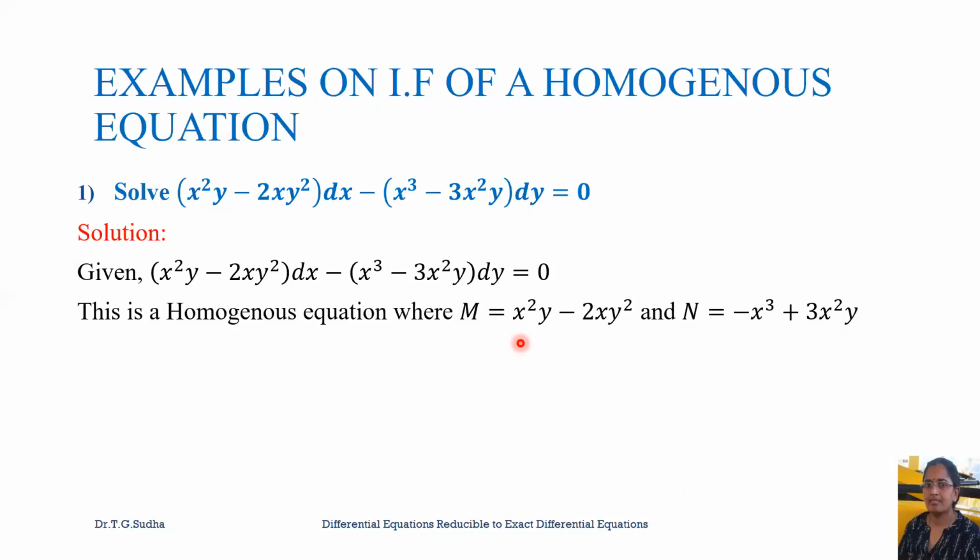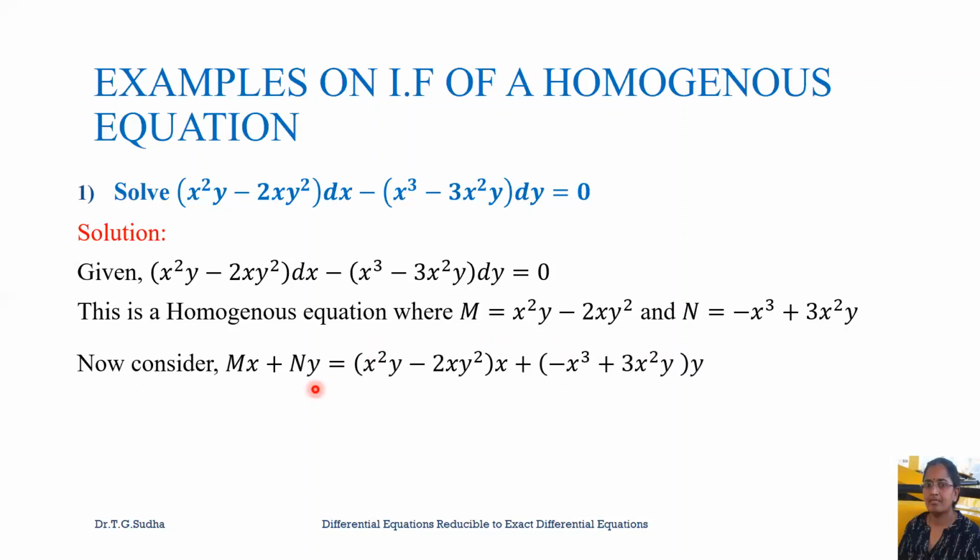Now let us consider Mx plus Ny. That is M into x plus N into y. Substitute for M, that is (x square y minus 2x y square) into x, plus N, that is (minus x cube plus 3x square y) into y. So let us simplify this. When we multiply by x, we get x cube y minus 2x square y square. And from the second term, we get minus x cube y plus 3x square y square. So here we have plus x cube y and here we have minus x cube y. Both get cancelled.